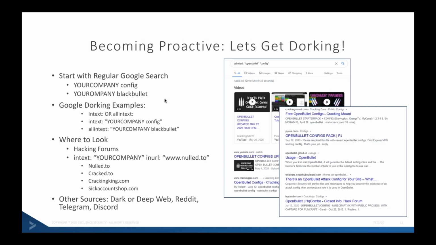But it also means that there's a lot of insights that you can gain from getting your hands on these config files. So where to look? Forums like the ones listed below are hot forums. They've been out there for a long time. Nulled, Cracked, Cracking King, and Sick Account Shop, being a place where a lot of the accounts for sale, the back end, the byproduct of the ATO, will be sold.